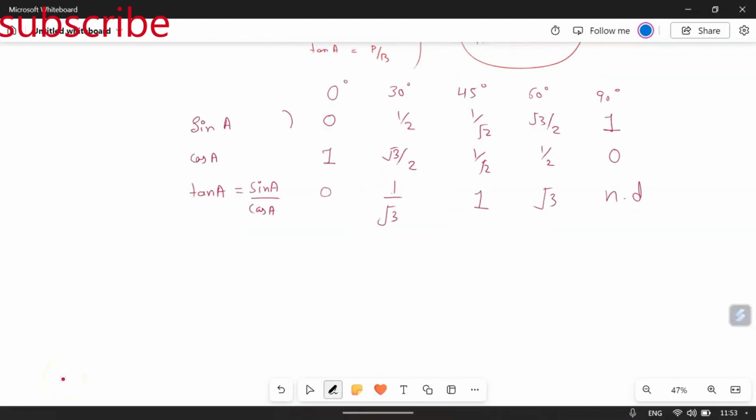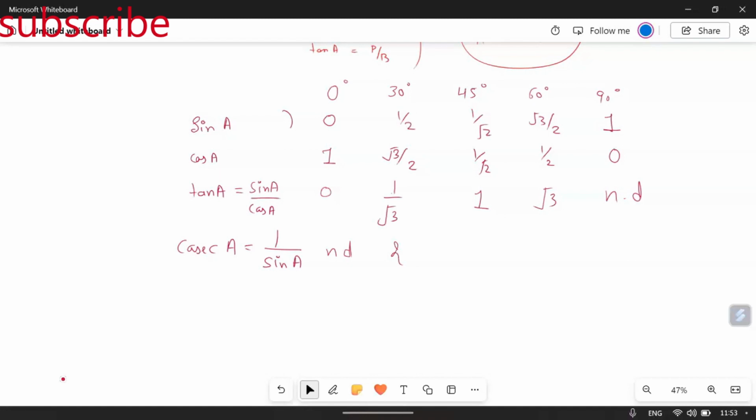Let's talk about cosec A or cosec theta. Since we know the formula, cosec A is the reciprocal of sin A. So for 0, the reciprocal, 1 by 0, is not defined.